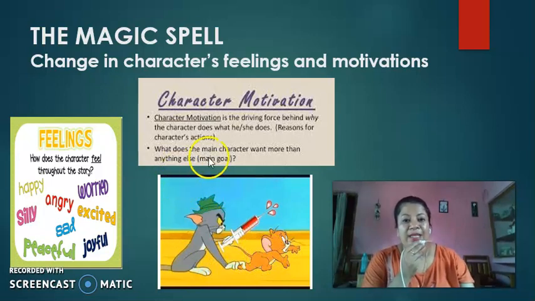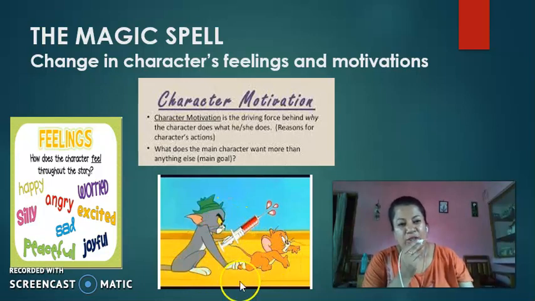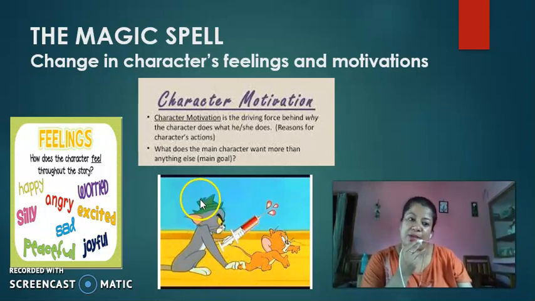So, what does the main character want more than anything else? Here we know that Tom just wants to harm Jerry, okay, or to irritate Jerry, to trouble Jerry, and that is why he does what he does, okay? And that is known as your motivation.